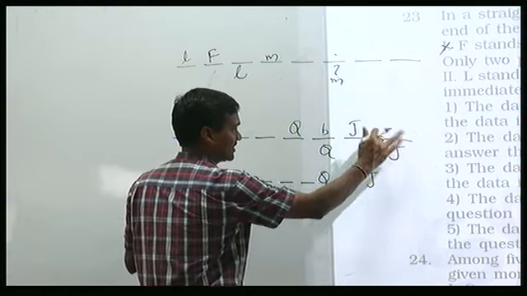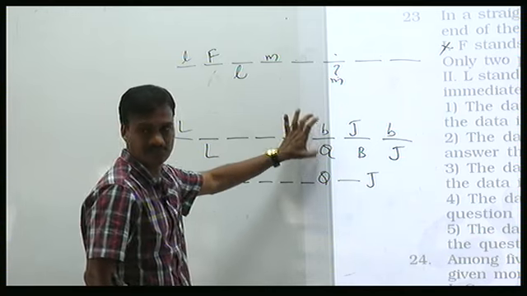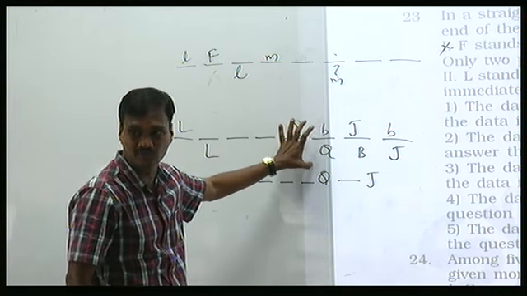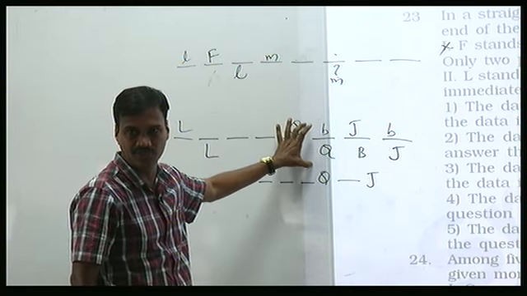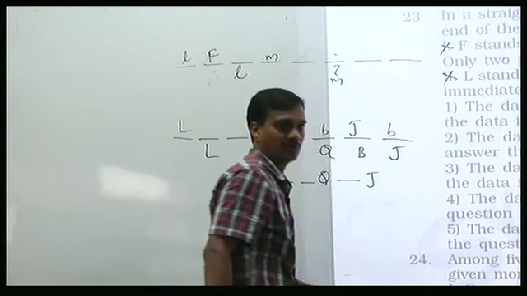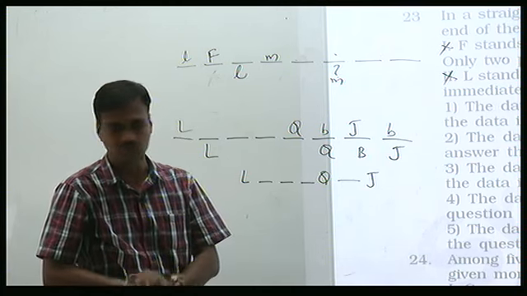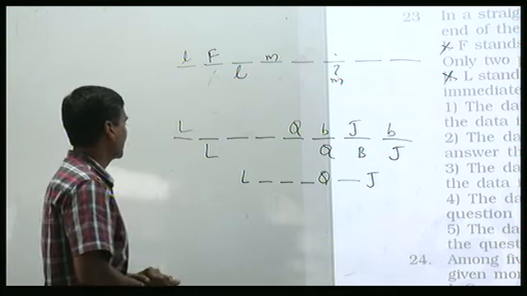Now in the second case, what happens? B must be here. But who can be the third? Either B can be the third or Q can be the third. Am I getting a unique answer? No. Hence 2 alone is also not sufficient. 1 alone is not sufficient, 2 alone is not sufficient. Then, by combining these two, what can we infer here?